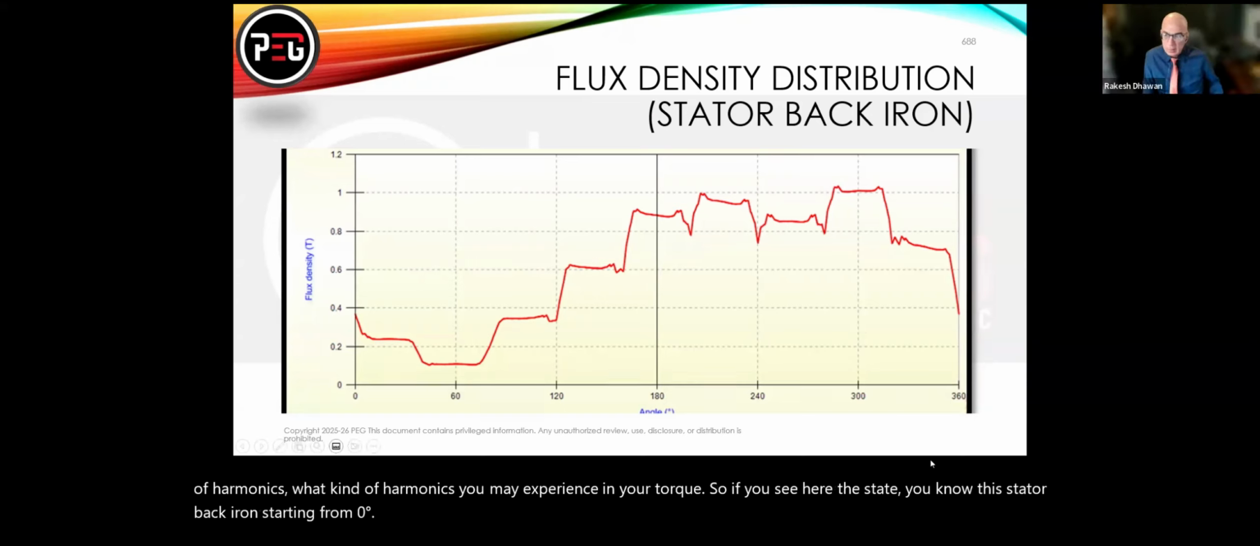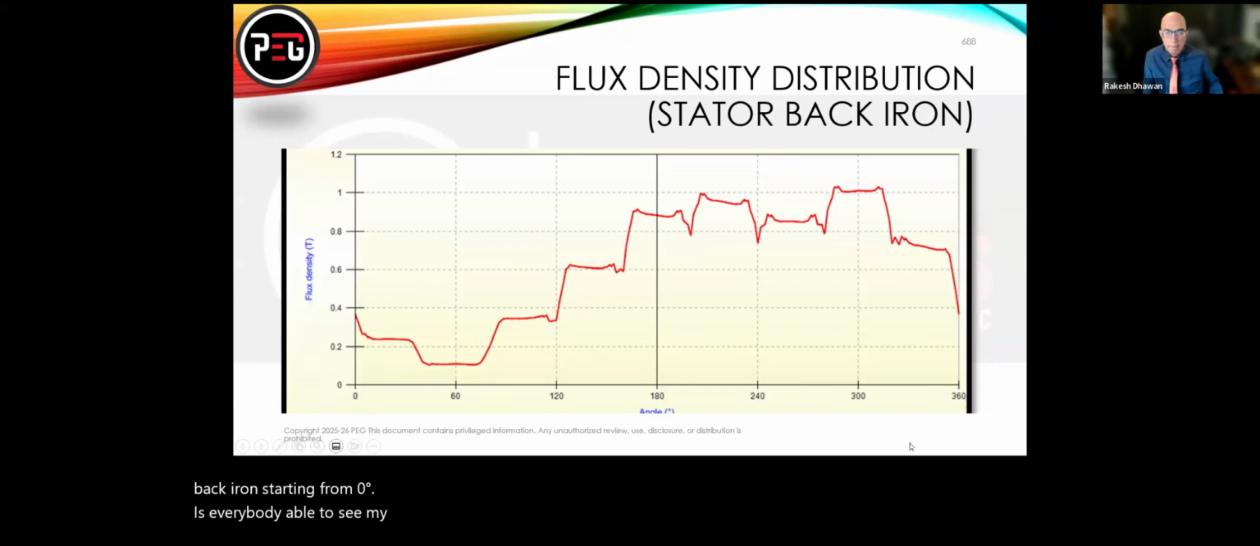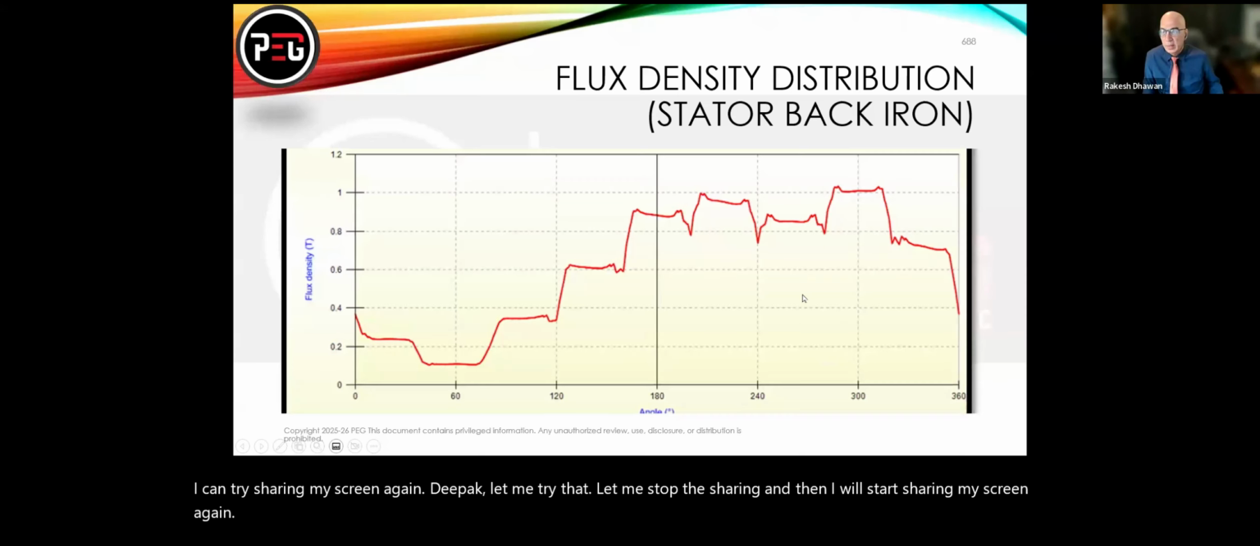Is everybody able to see my screen? Yeah, I can see your screen. Oh, then I'll just reconnect. I can try sharing my screen again. Let me stop the sharing, and then I will start sharing my screen again. Okay, see if that helps.